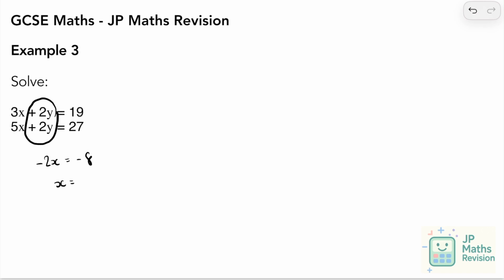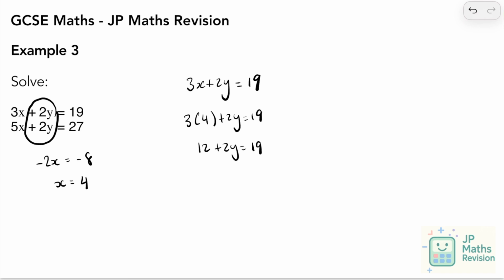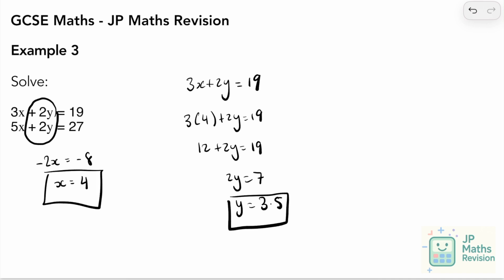If we divide both sides by minus 2, we end up with x equals 4. So that's the value of x. Now we need to find the value of y. We're going to pick an equation, the top one or the bottom one. I'm going to go with the top one. So 3x plus 2y equals 19. Sub in x equals 4. So 3 times 4 plus 2y equals 19. 3 times 4 is 12. So 12 plus 2y equals 19. I'm going to minus 12 from both sides. So 2y equals 7. And y is therefore 3.5 because 7 divided by 2 is 3.5. So the solutions to this one are x equals 4 and y equals 3.5.